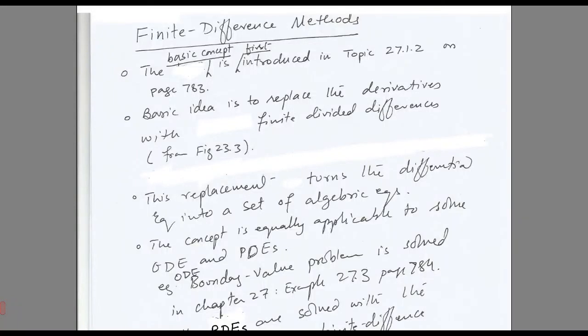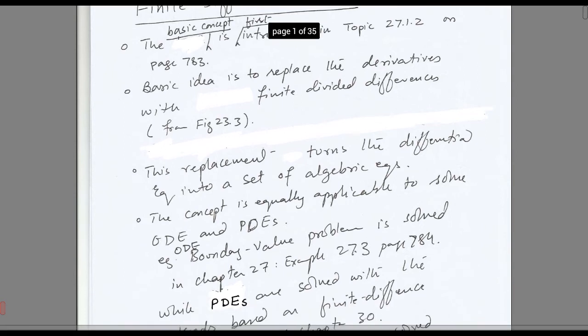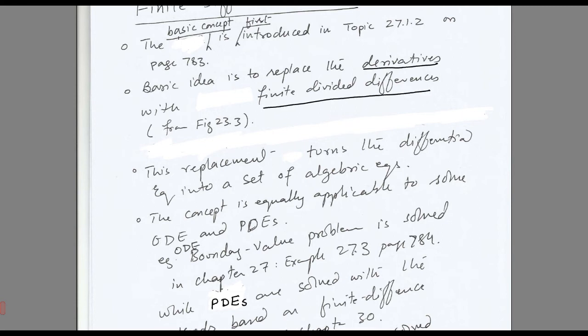This is a review of partial differential equations, but first we will go through the finite difference methods. The topic is introduced in 27.12 for the ordinary differential equations. The main idea is to replace the derivatives with finite divided differences, as shown in figure 23.3 of Numerical Methods by Chapra.